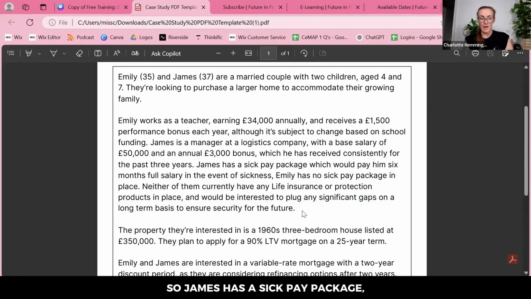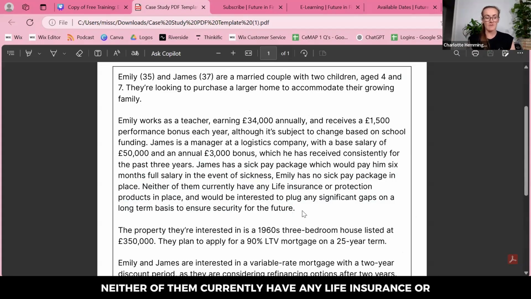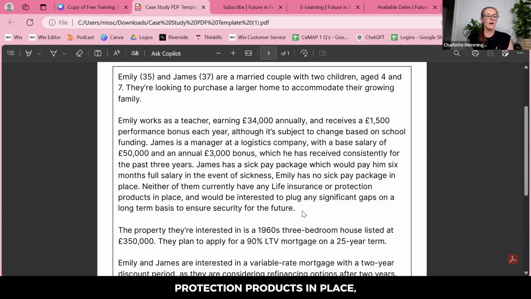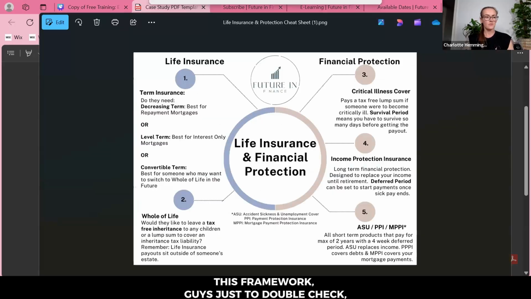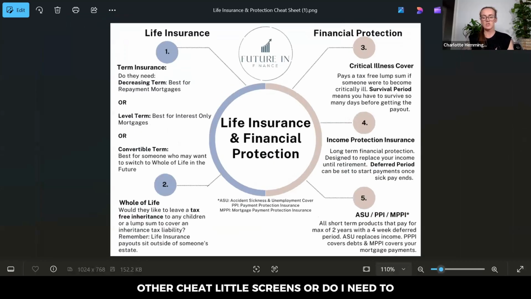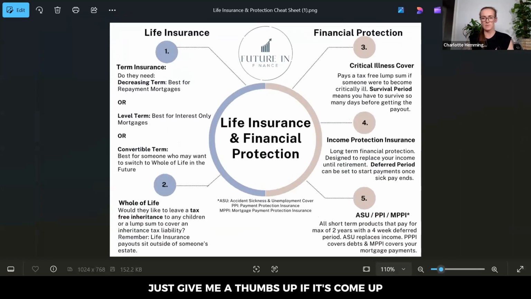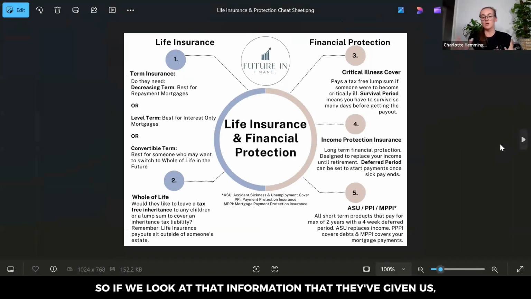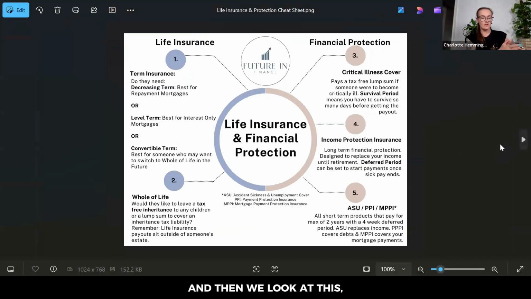So James has a sick pay package, which would pay him 6 months full salary in the event of sickness. Emily has no sick pay package in place. Neither of them currently have any life insurance or protection products in place and would be interested to plug any significant gaps on a long-term basis to ensure security for the future. If we take just this bit here and then we follow this framework, guys, just to double check, has this other cheat sheet come up on screen, or do I need to reshare my screen? Just give me a thumbs up if it's come up. Perfect.